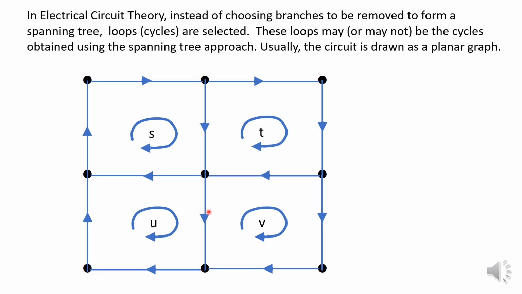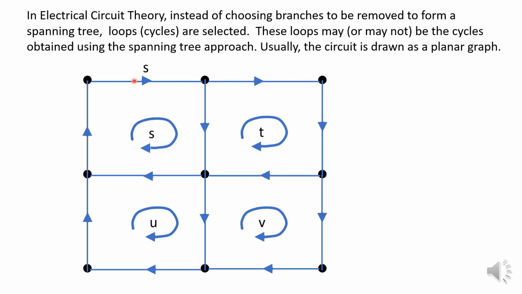This could be arbitrary, okay? I did not have to do it this way. I could have easily reversed any of these arrows. And then let's look at the first loop here with the S. So think of the S as a current circulating around this loop in this clockwise direction.